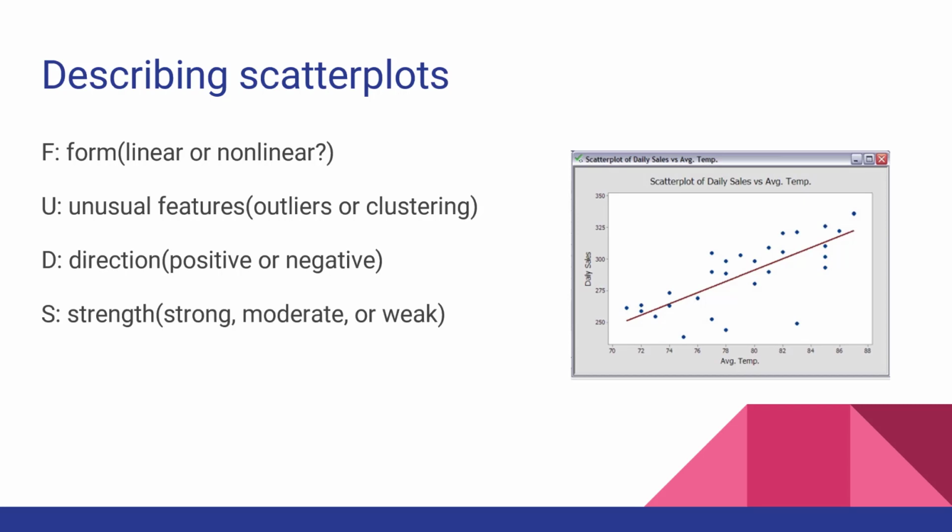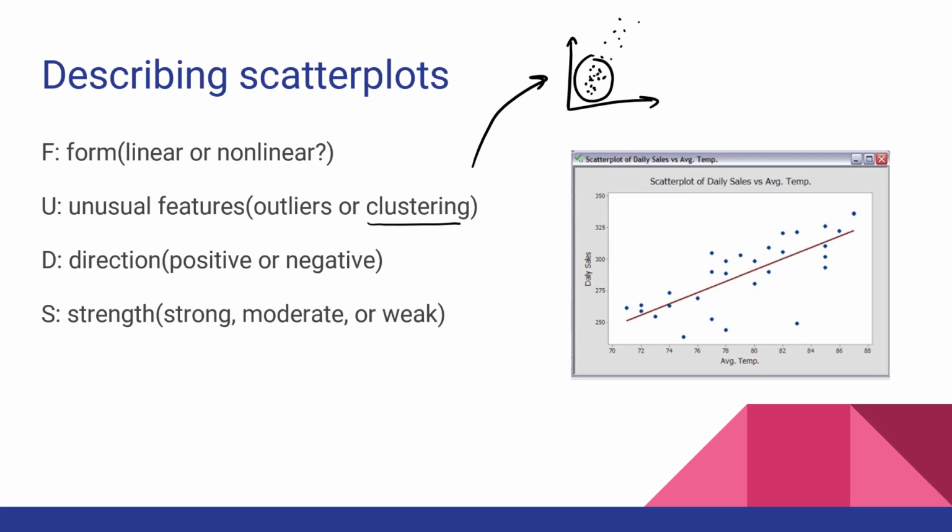For unusual features, this is very similar to the U in CUSS. It's asking about outliers, or this new element, which is if there's any clustering in the data. So what that would look like is if you had a plot and then all of the data points are really thick over here, but then they're all lighter over here in terms of how thick they are. So this would be a major cluster, and this is an unusual feature that you need to point out.